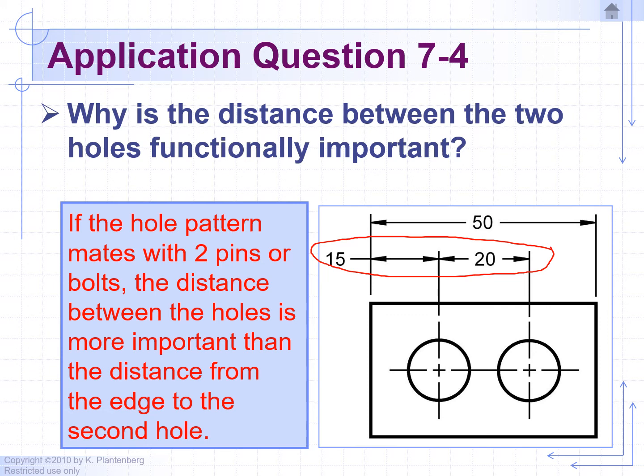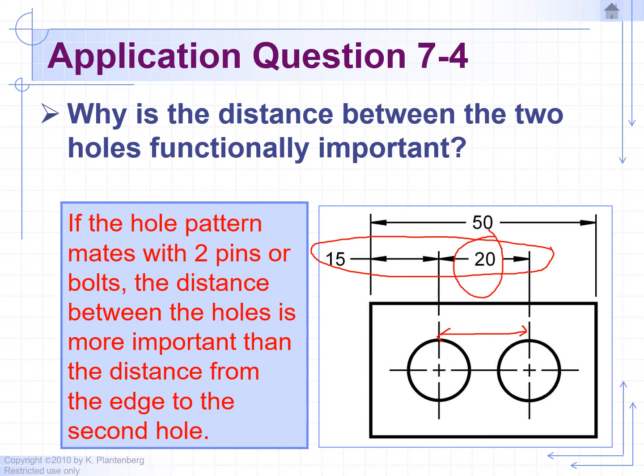So it could be bolts, it can be cylindrical dowel pins that go in the holes, and it has to mate up with another part with the same hole pattern. So the second part, when it's made, this dimension here of 20 is what's important. We want to guarantee that the pair of holes match the pair of holes in the second part. So this is where we break the rule.